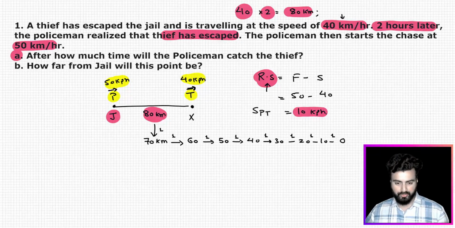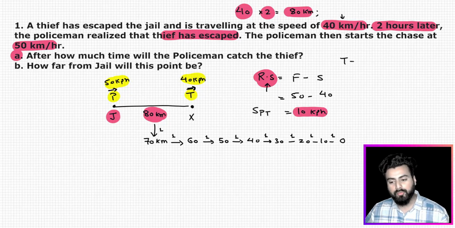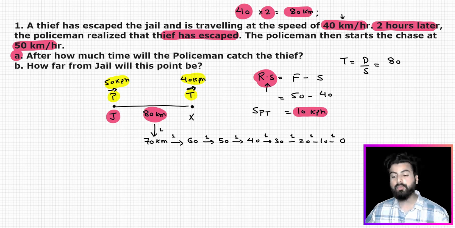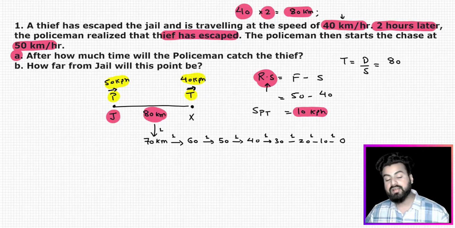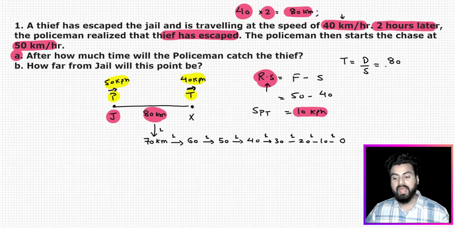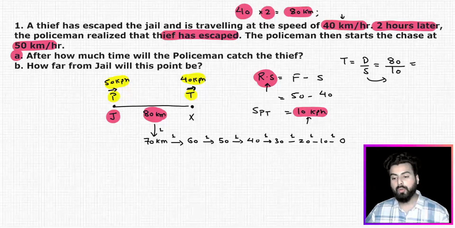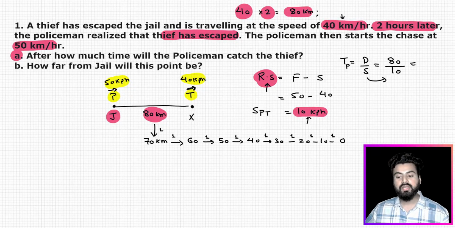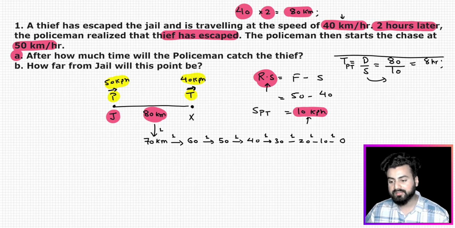All you need to do is, I want to calculate time, right? You know the formula of time, distance upon speed. How much distance? The policeman wants to cover an extra distance of 80 kilometers. At what speed? Instead of speed, I'm going to use the relative speed here, 10 kilometers per hour. So how much time would be taken by the policeman to catch the thief? It's going to be 8 hours. So this is how easy it is.